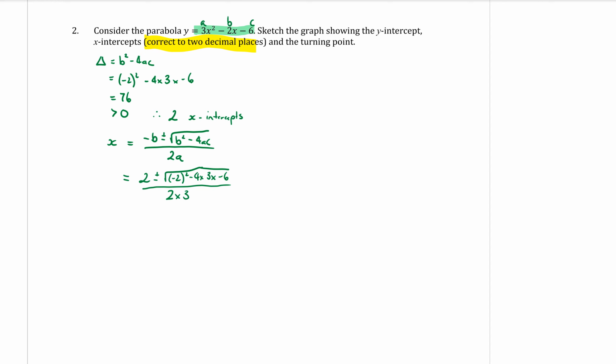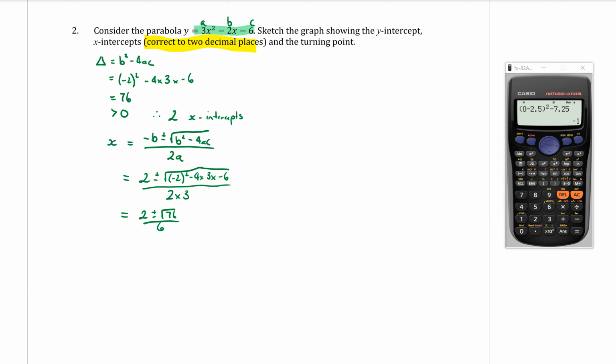Now, we can do this in a couple of steps. First of all, we would work out what is underneath that square root sign. When you type that into your calculator, it actually comes out to 76, which we probably should have known because here it is up here, 76. The discriminant is that part underneath the square root sign. So we have 2 plus or minus square root of 76 over 2 times 3, which is 6. Now that's my intercepts in exact form, but we've been asked for 2 decimal places.